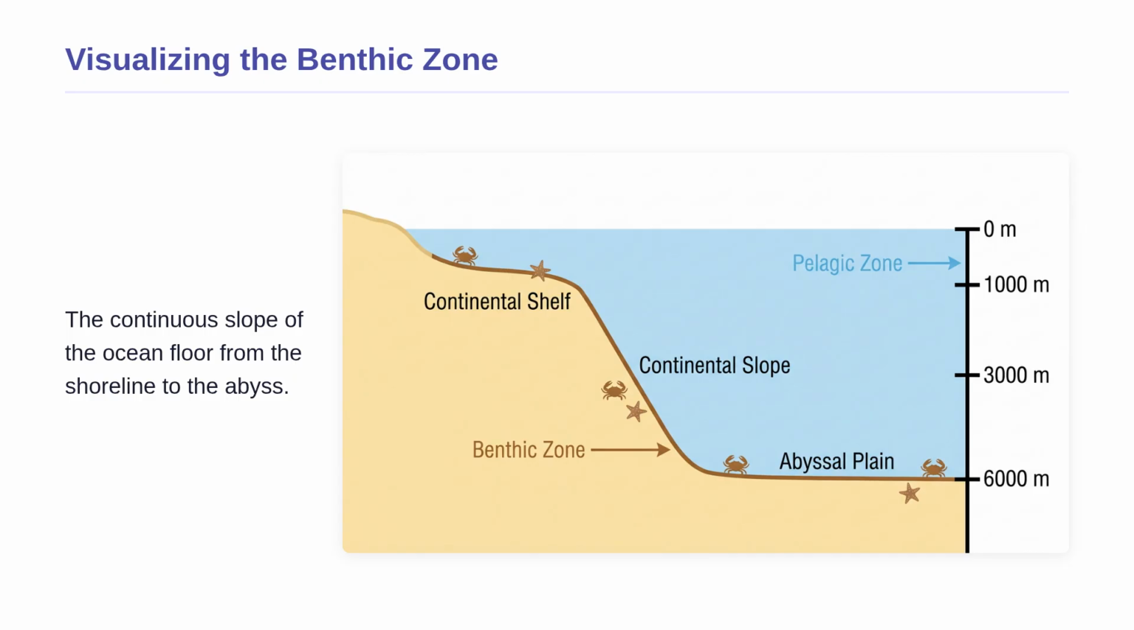Notice the light blue area above? That is the pelagic zone, the open water. But the brown highlighted region at the very bottom, spanning every single depth, is our benthic zone. The small icons represent the benthos we just talked about, living at all these different depths.